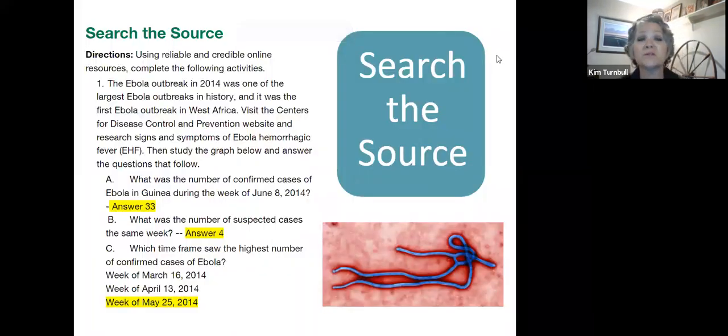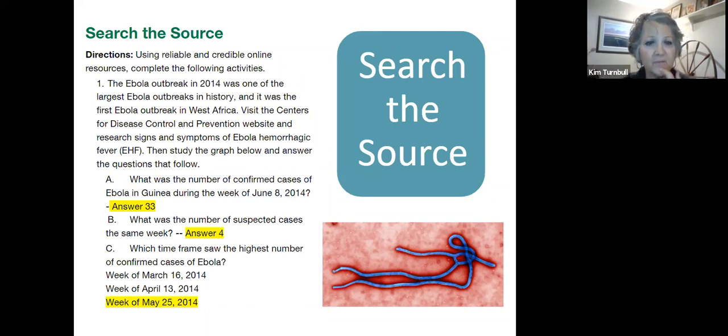Okay. Search the source. So this might be a great activity at the end of a chapter. We have search the source pretty much on every chapter, but it's an extension in learning, to be able to think outside the box, go check this website that's reputable, gather this information, and then bring it back and do your presentation.